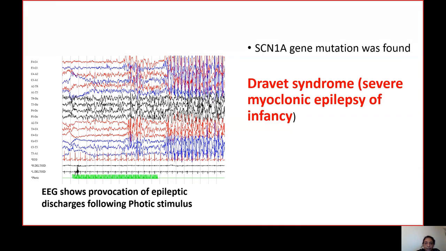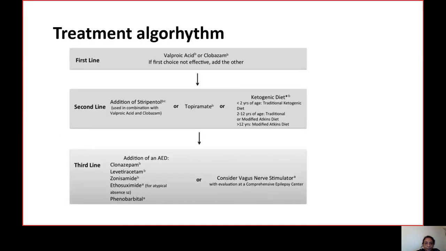But again, in Dravet syndrome, when you look at the treatment, initially we may start with valproic acid or valproate or clobazam, maybe in combination. And then the second line, there's a drug called stiripentol, which is not registered in Sri Lanka yet, and it's expensive, but has been used for the last decade, kind of targeting the sodium channel where this defect is. In some patients it has shown some promise, but of course some of them did not.